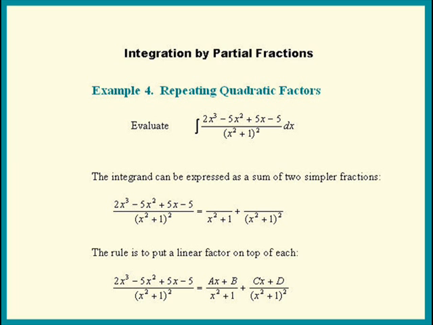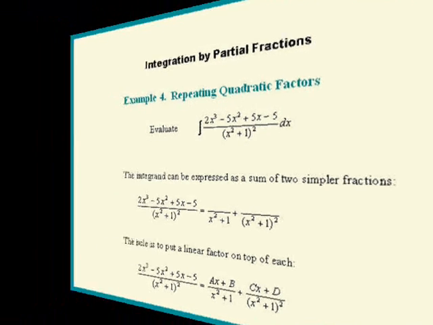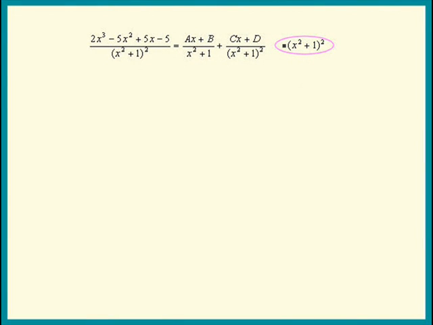Same as before, the next step is to clear the fractions. We multiply both sides by x squared plus 1 squared. On the left side, the whole denominator just cancels out. We get 2x cubed minus 5x squared plus 5x minus 5. Move on to the right side.